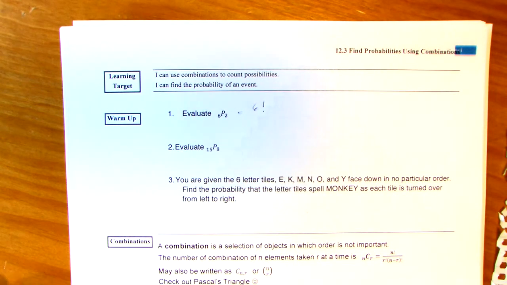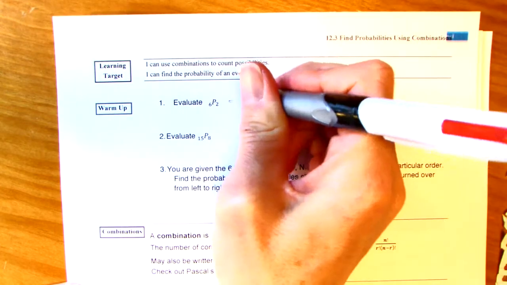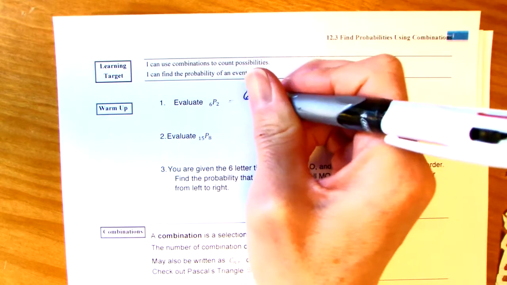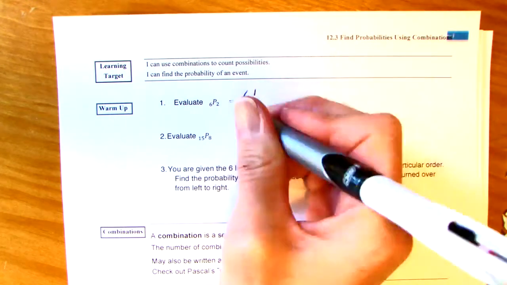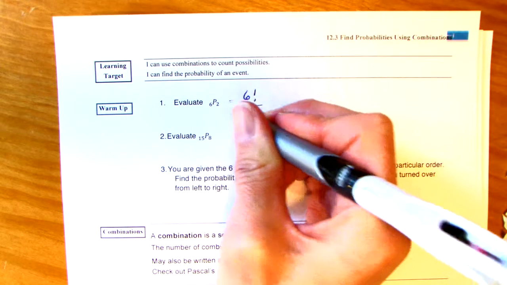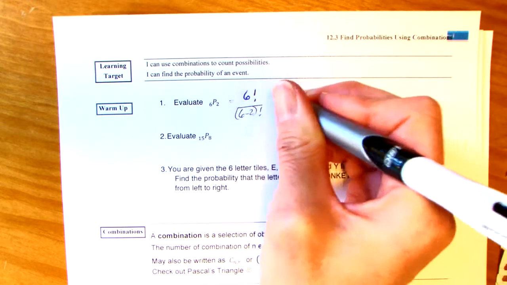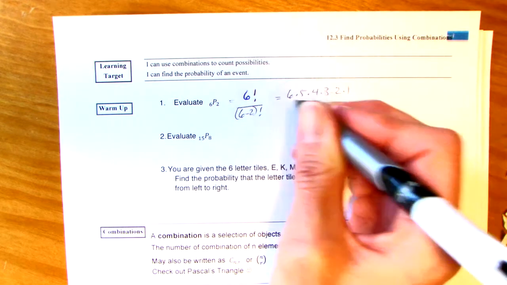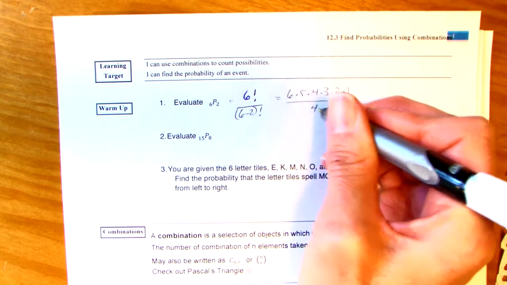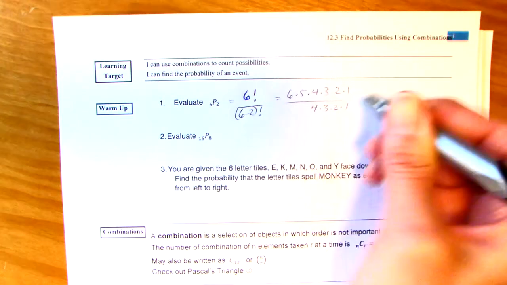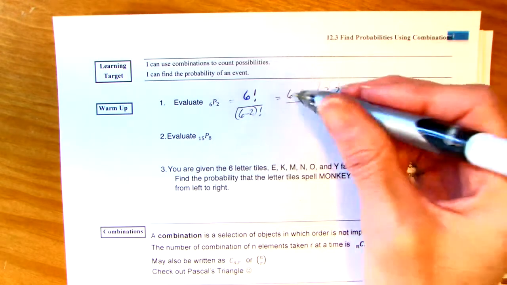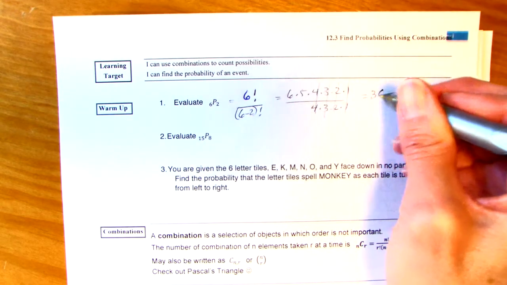Let's try it again. 6 factorial over 6 minus 2, the quantity, factorial. So that's 6 times 5 times 4 times 3 times 2 times 1. And then 6 minus 2 is 4, so 4 times 3 times 2 times 1. And these all cancel out, and you have left 6 times 5, which is 30.